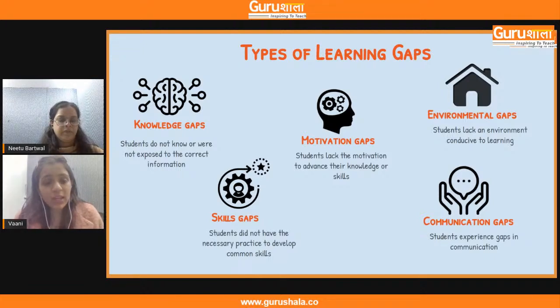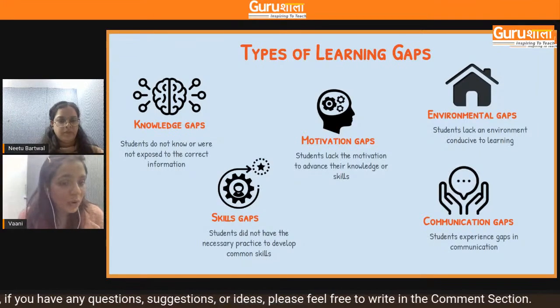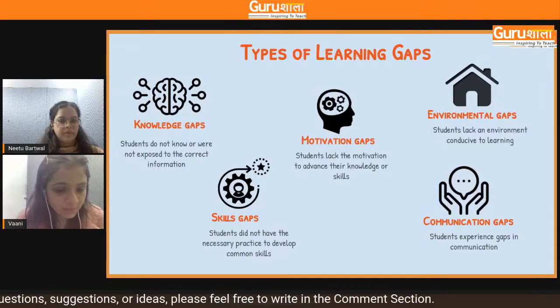So, teachers, to recap, we have discussed knowledge gaps, skill gaps, motivation gaps, environmental gaps, and communication gaps. And I'm hoping that the teachers have also resonated with these types of learning gaps, and I'm waiting for the teachers to also share their thoughts and opinions on chat. And now, Neetu, now that we have spoken so much about learning gaps and the problems that exist, I think we should definitely address how to bridge these learning gaps as well. So I think we can go ahead and talk to the teachers about that.